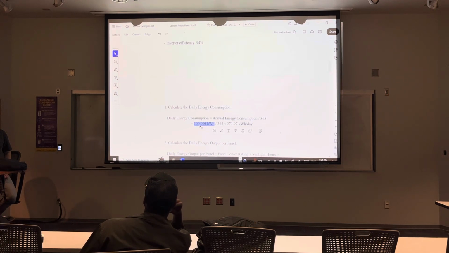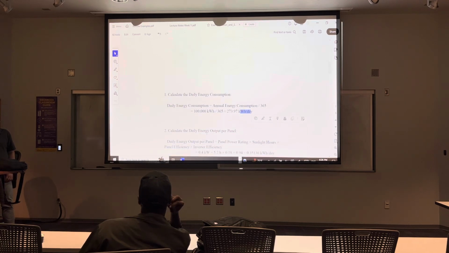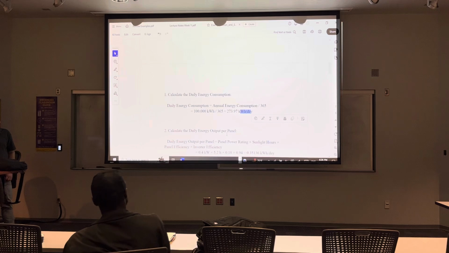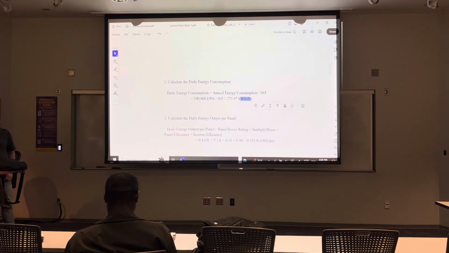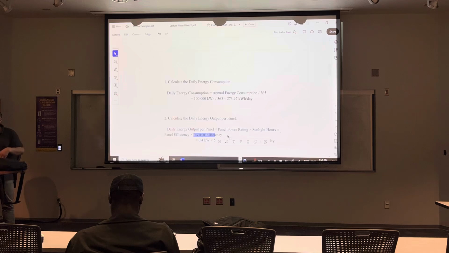10,000 kilowatt hour divided by 365 equals this number, kilowatt hour per day. Then calculate the daily energy output per panel: panel power rating, sunlight hours, panel efficiency, inverter efficiency. We say the sunlight hour 10, you can use 10 or any number.